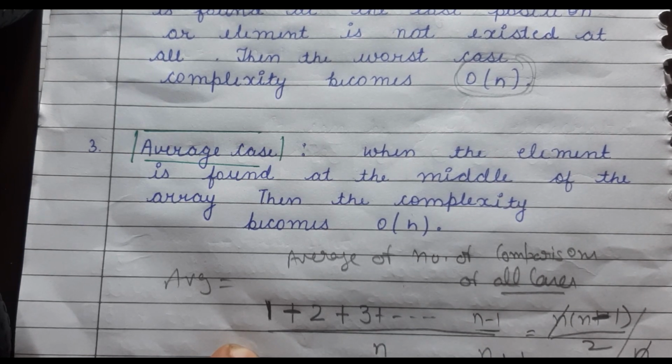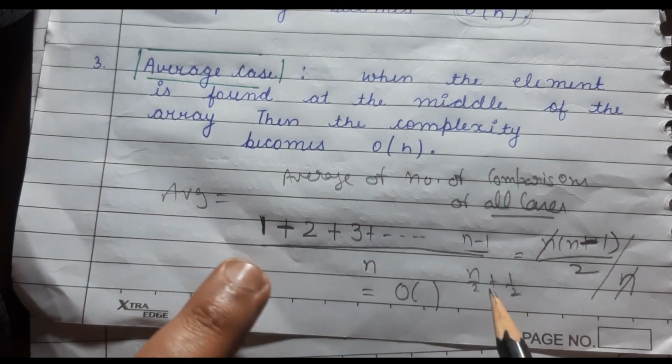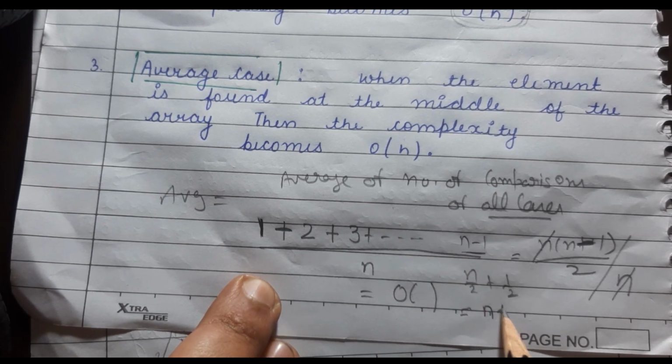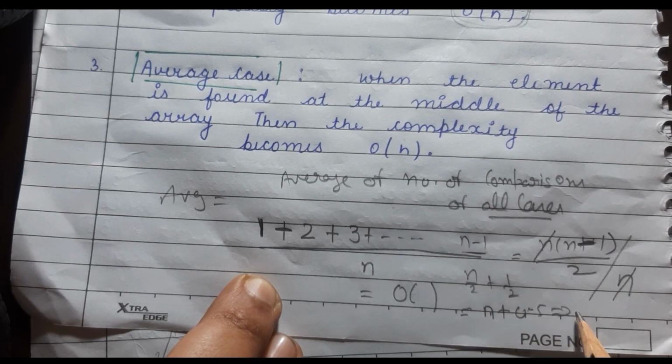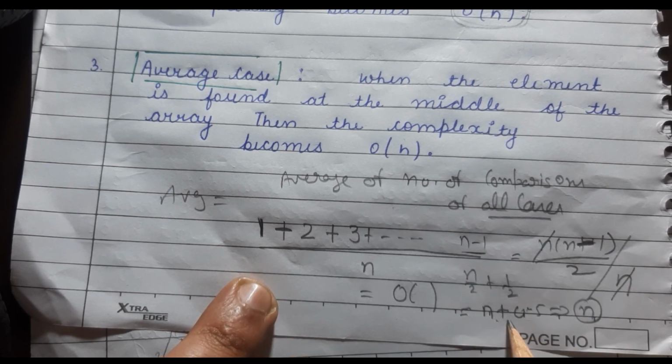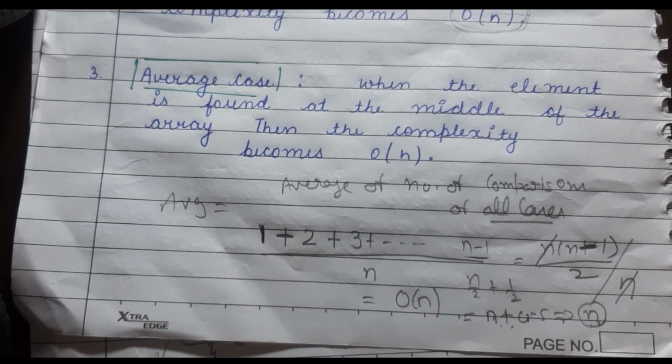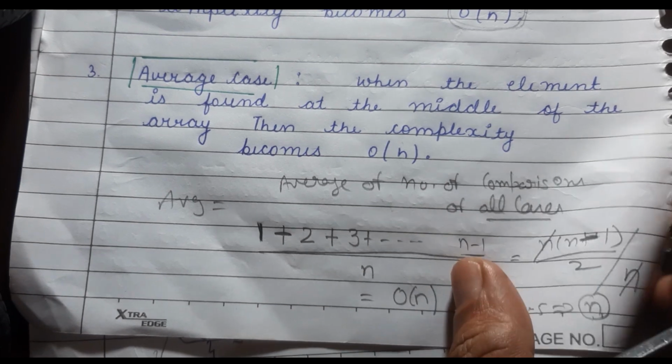Now in algorithms we assume that n has a very large value. So n by 2 plus 0.5 becomes n, because if n has a very large value and you add 0.5, it is still n. So big O of n is the total complexity for the average case. I hope all of you are clear about the average case. Now we move to the binary search.